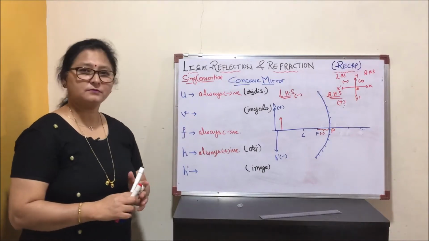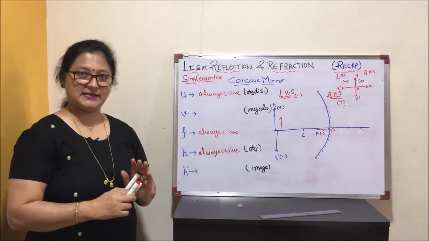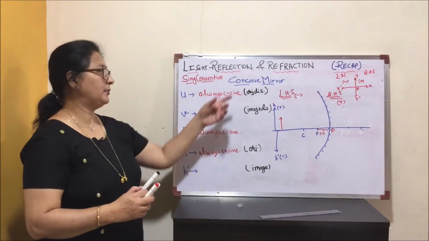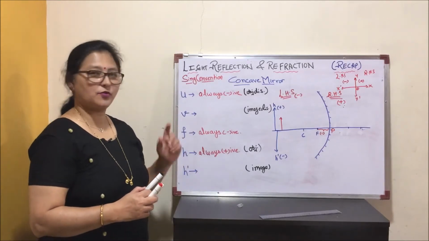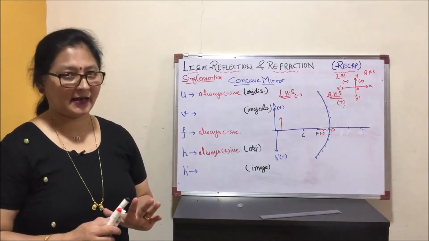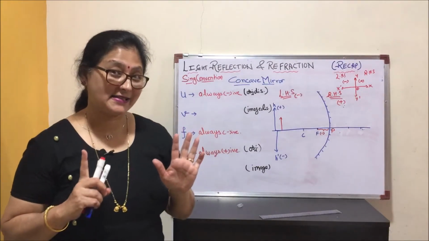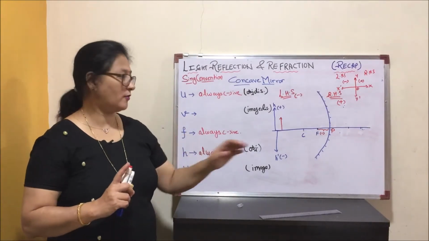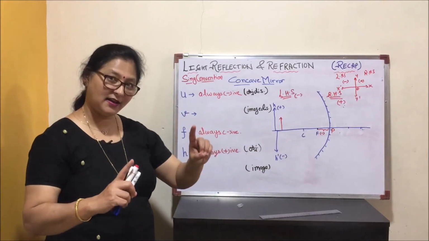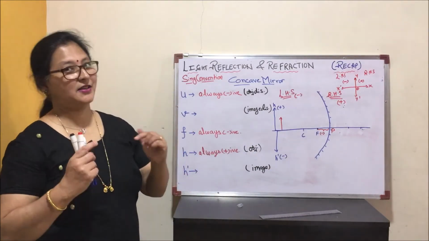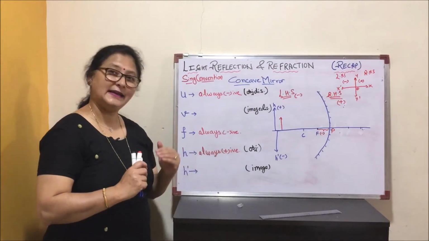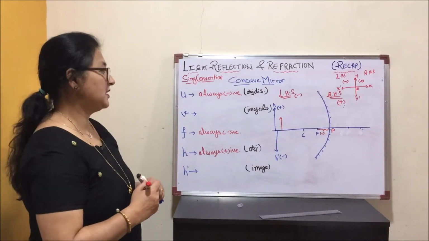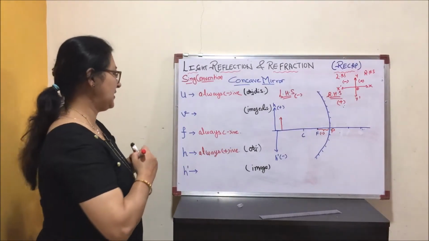Now, coming to the second one, the image distance. Let's revise all the ray diagrams of the concave mirror. In the case of the concave mirror, we did 6 ray diagrams. In the first 5 ray diagrams, the images were formed on the left hand side. They were real and inverted. So in that case, you have to consider the image distance v as negative.